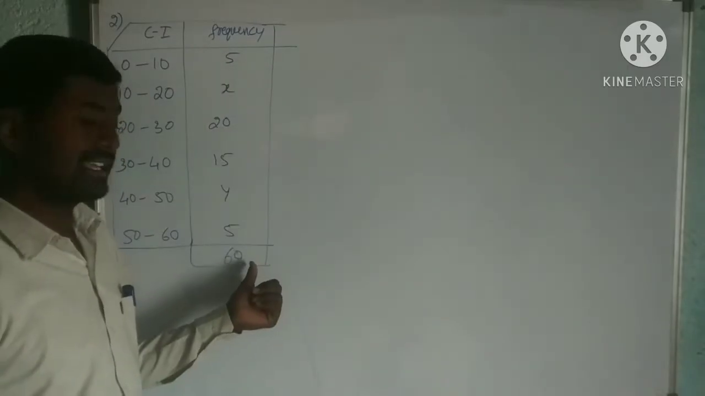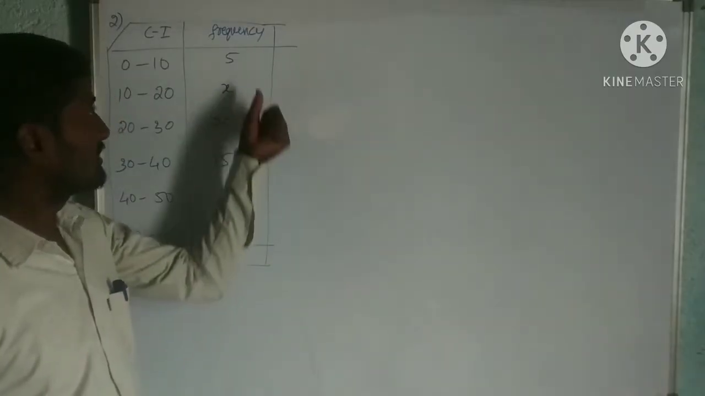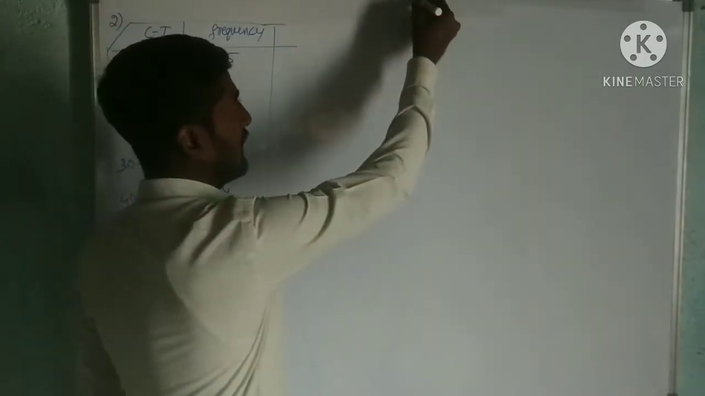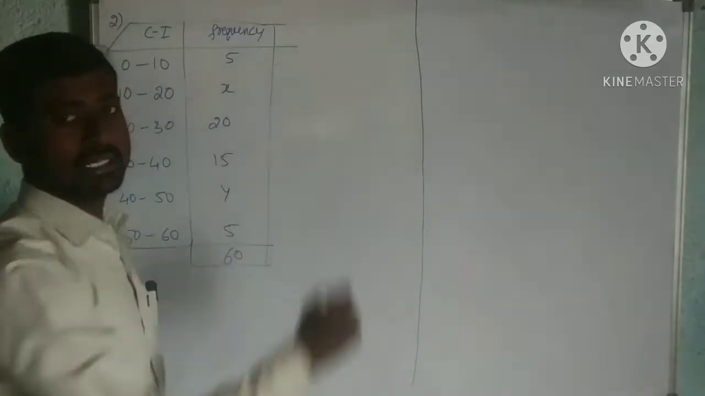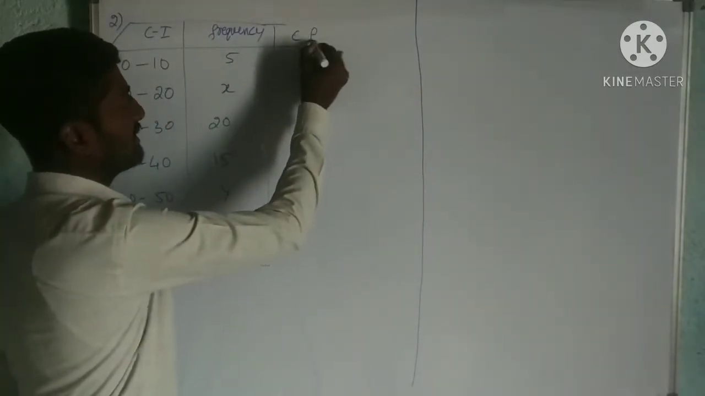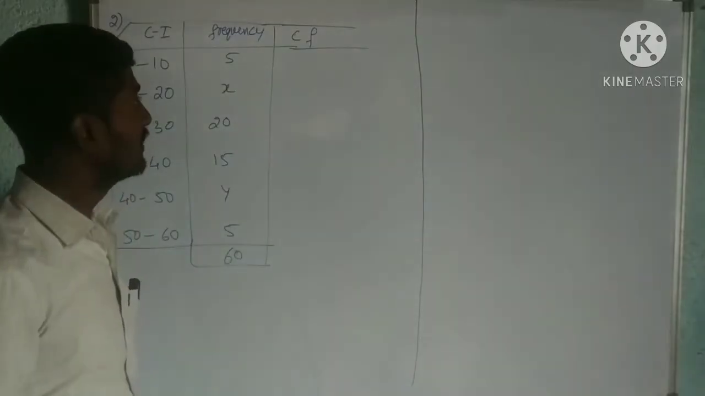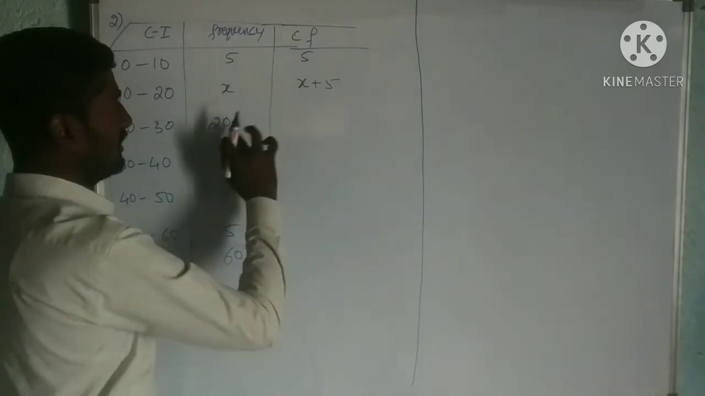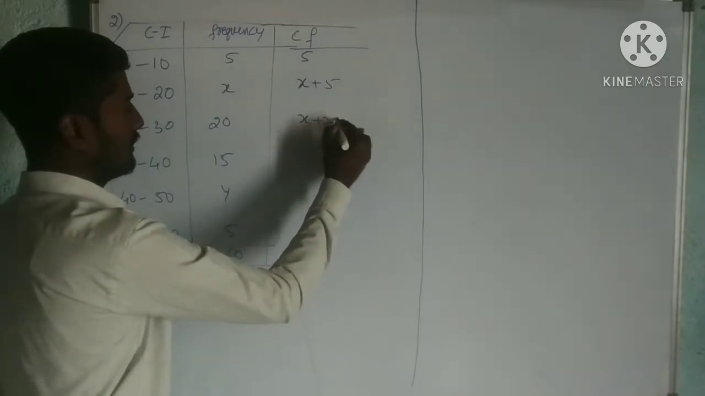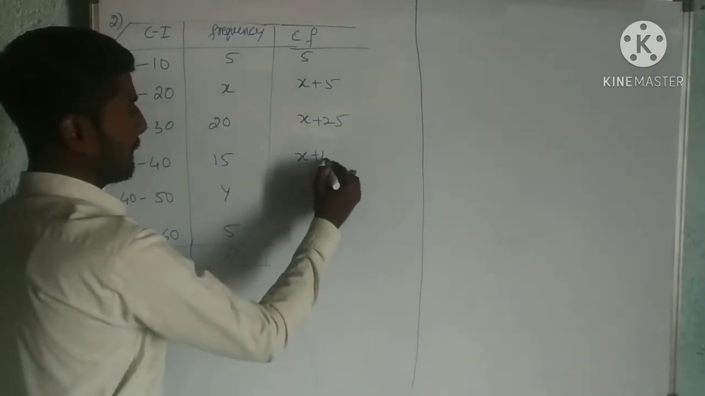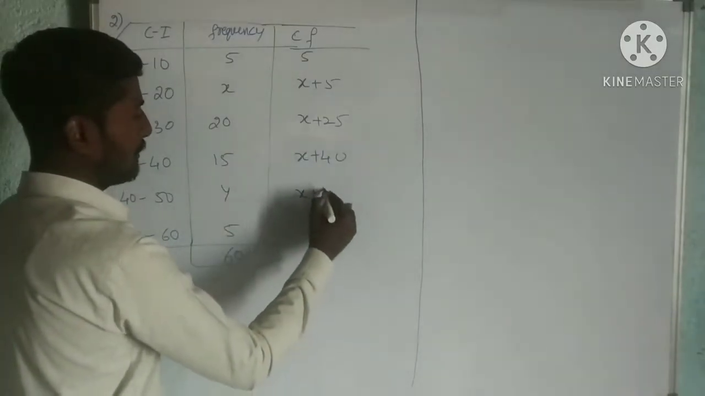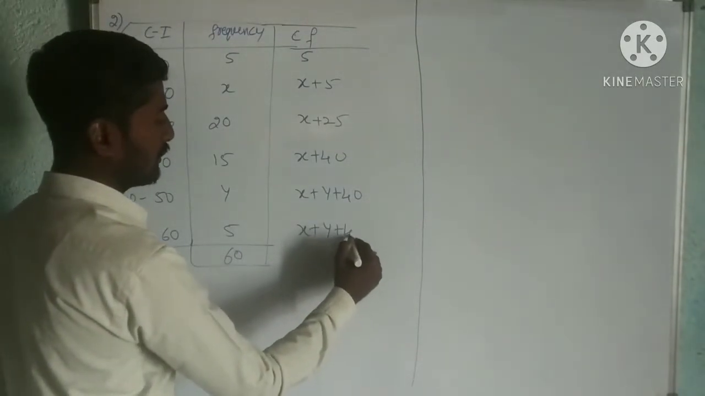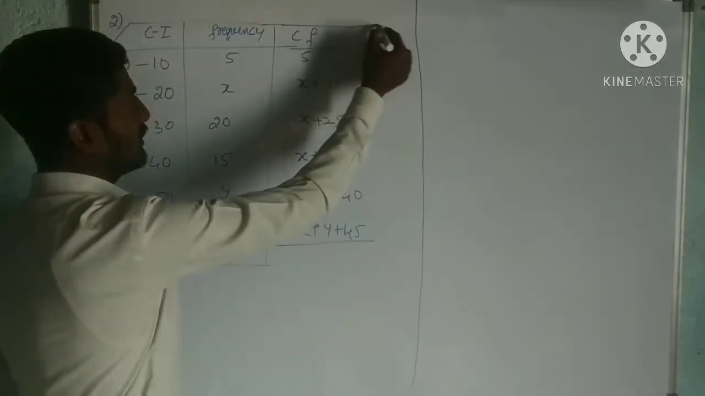The sum of fi they given it as what? 60. So the sum of all these terms is equal to 60. Now to apply the median formula, first I need cumulative frequency. So let us take the next column as cumulative frequency. So first as it is x plus 5, x plus 25, x plus 40, x plus y plus 40, next x plus y plus 45. Okay, now this is the cumulative frequency.